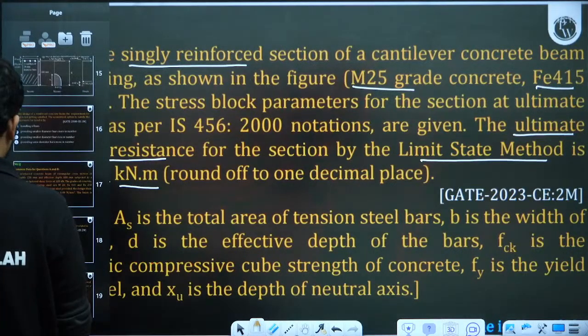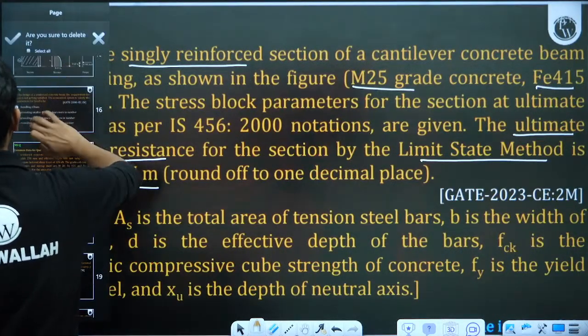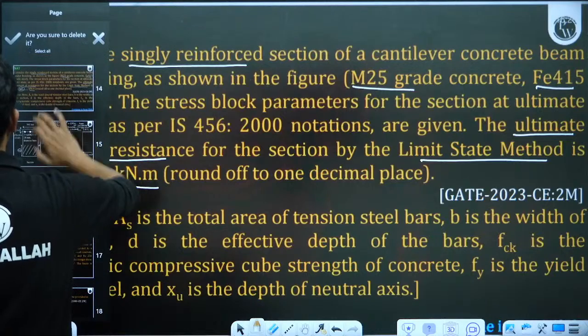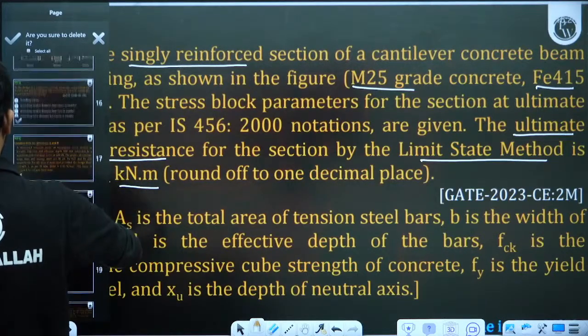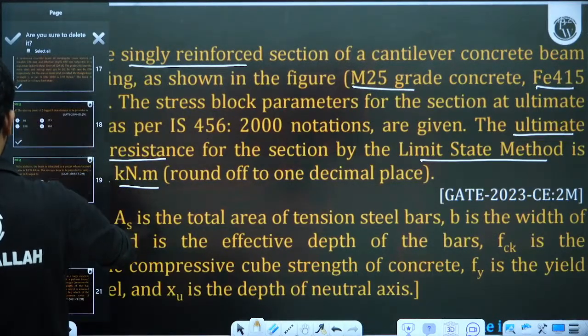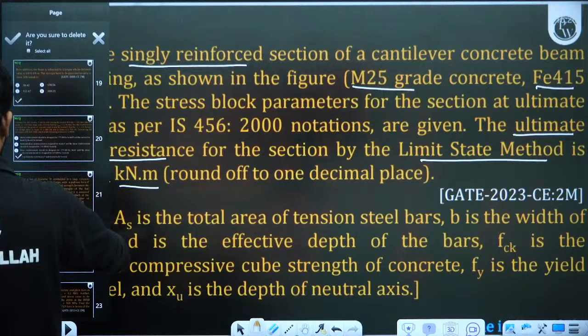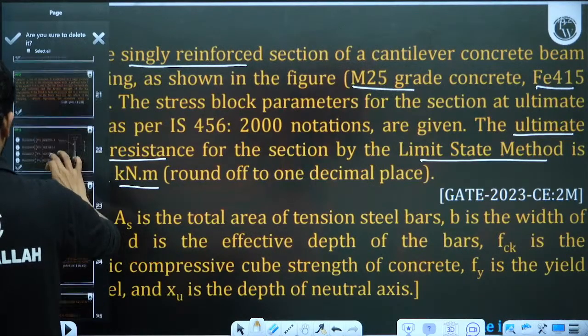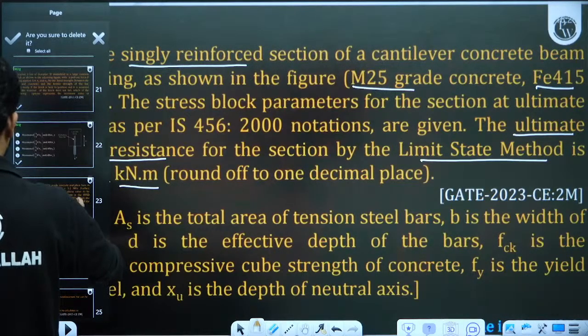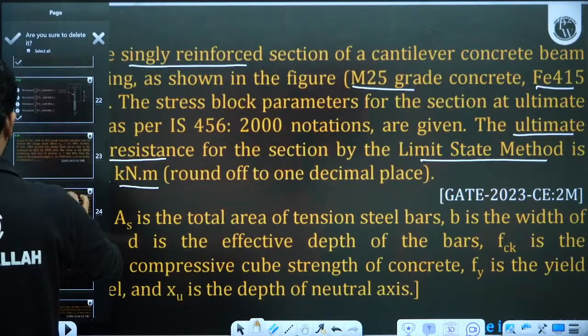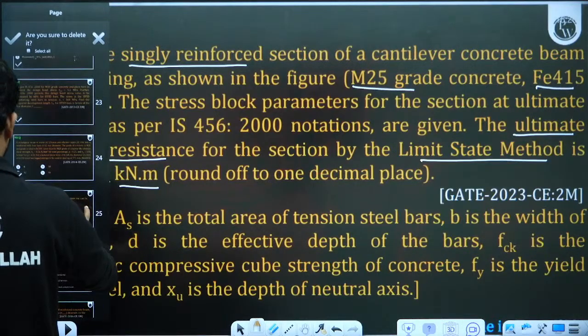Okay, let us do one more question. Let us see how many questions like this are there. Let us do one more question from this. How many questions are there like this?